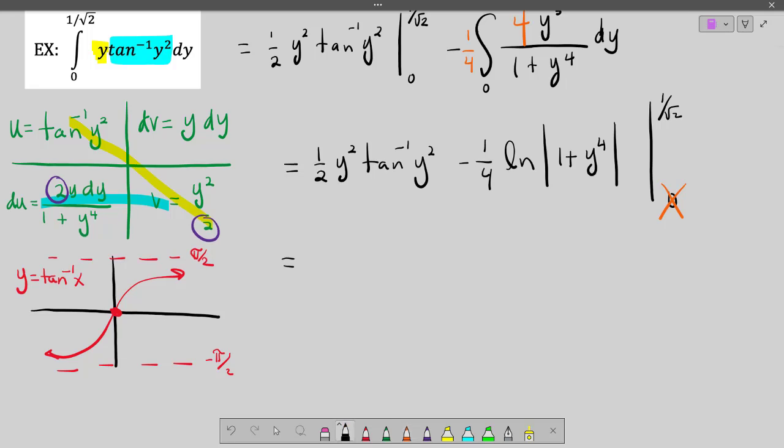So 1 over root 2 squared is going to be 1/2. 1/2 times 1/2 is 1/4. And then we're going to have arctangent of, again, squaring that gives 1/2. Minus 1/4 natural log. In here, we're going to have 1/2 squared. 1 over root 2 times 1 over root 2 is 1/2, and then we have to do that again, so we'll end up with 1/4. We'll get 1 plus 1/4.